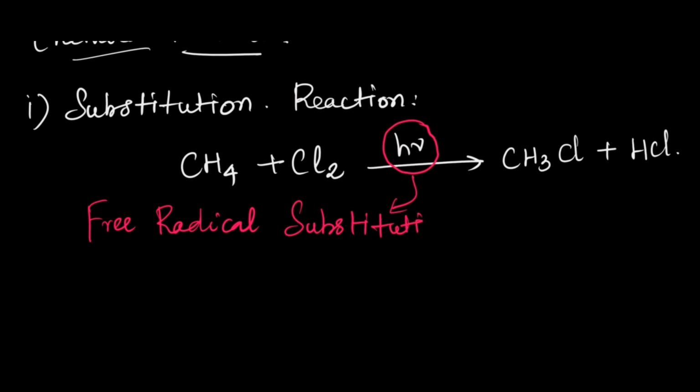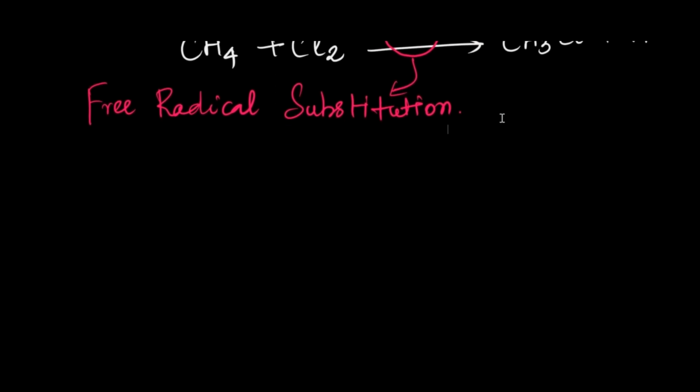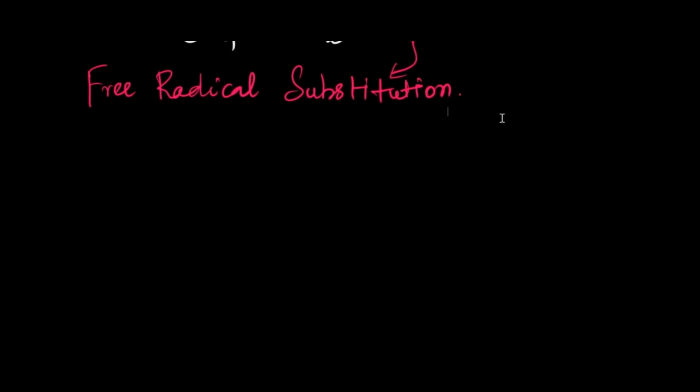So what is a free radical? We discussed it. It is one of those intermediates having an unpaired electron in it. Right. So a free radical is highly reactive. So what is the mechanism of this kind of free radical substitution? This follows three processes. The first process is chain initiation.